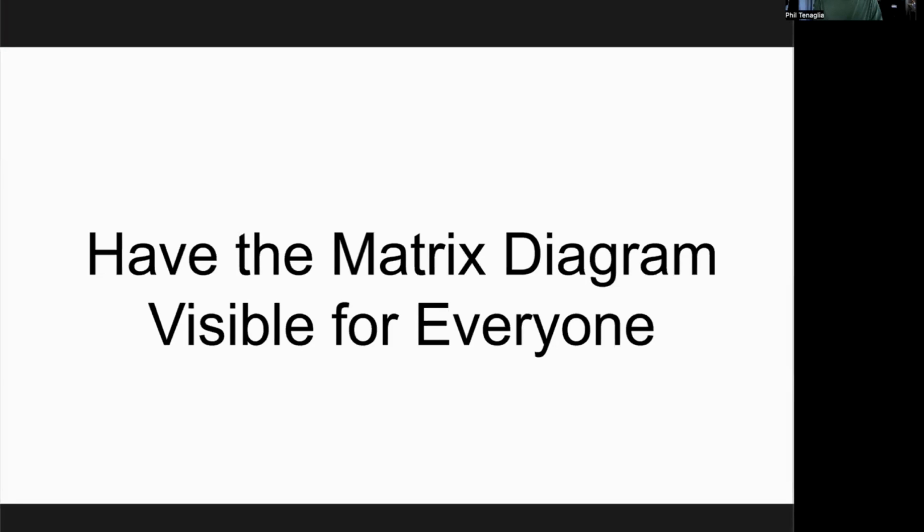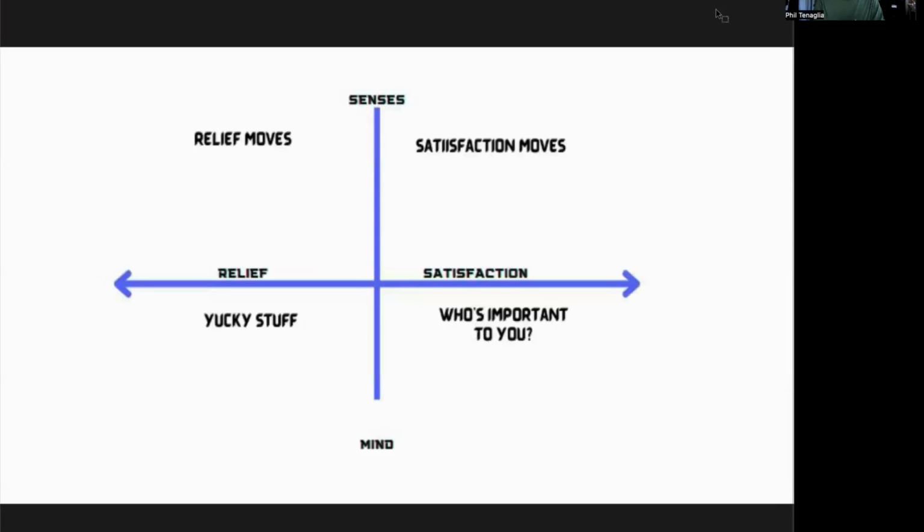Now I'm sharing my screen a little differently. And remember, first step, you have the matrix diagram up in front of you. There it is. Now they're looking at the diagram. They've got whatever uncomfortable stuff they've got, and we're talking about anxiety today. So let's say it's anxiety.